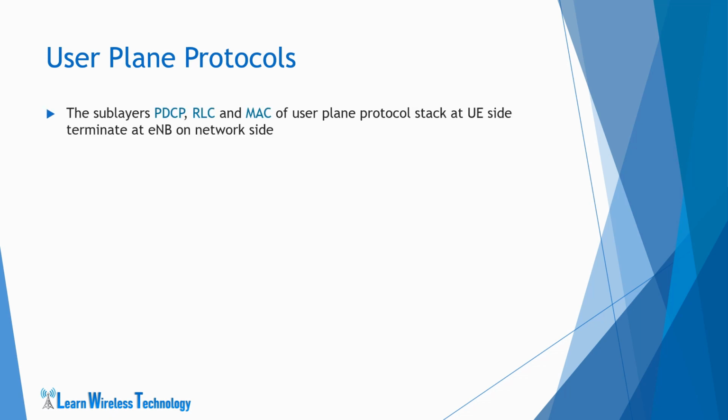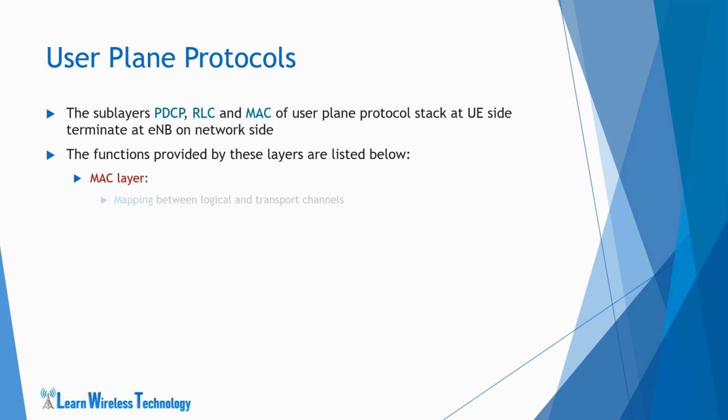We saw in the architecture before that the sub-layers MAC, RLC and PDCP at UV side terminate at eNodeB on the network side. We will see the list of functions supported by each of these layers. We will concentrate mostly on the air interface protocol stack between UV and eNodeB. Let's start with the functions of MAC layer.